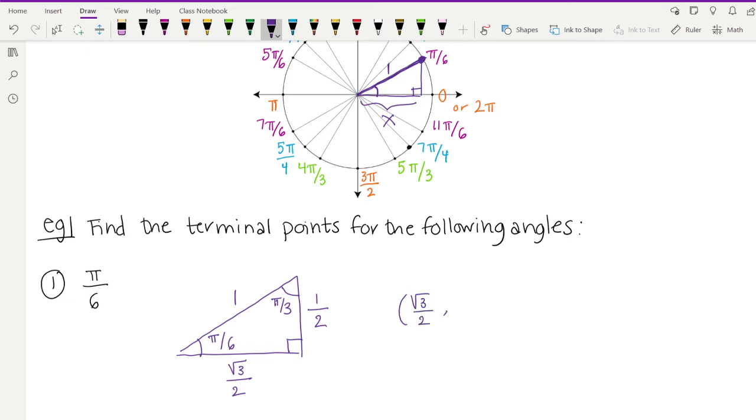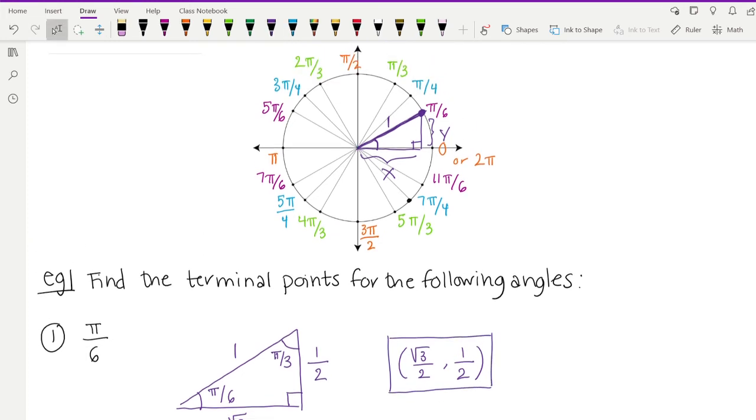And then the y-coordinate is going to be the shorter side of our right triangle. And so we figured out that that was 1/2. And so that is our terminal point. And so I'm just going to label that on our drawing as well. So just to be clear, some of these angles are now going to have kind of two things written. One thing is the angle, and then I'm also going to write the terminal point next to it. So we have square root of 3 over 2, 1/2.